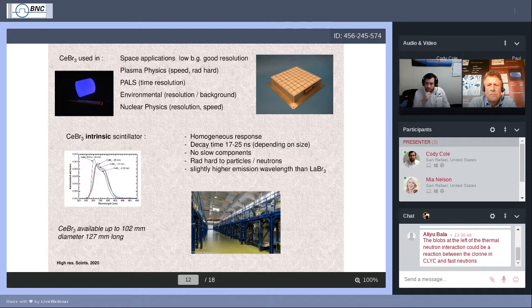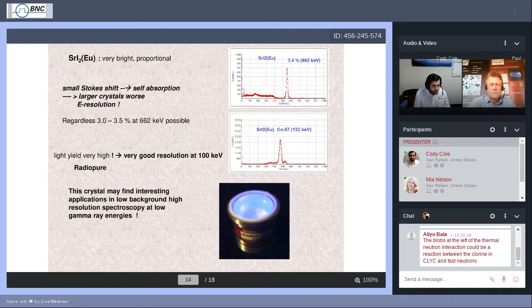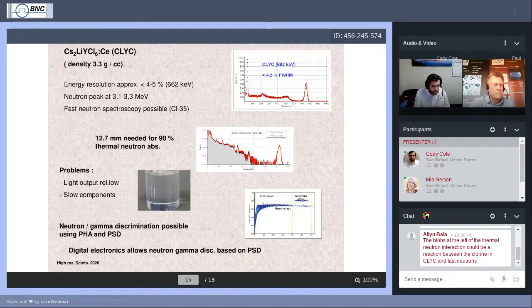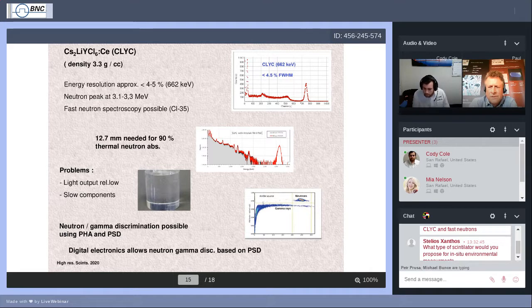Looks like that's every question today. It looks like a bit of conversation is occurring in chat regarding the CLYC neutron blob, the PSD chart. We got something from Stelios. They are asking, what type of scintillator would you propose for in situ environmental measurements?